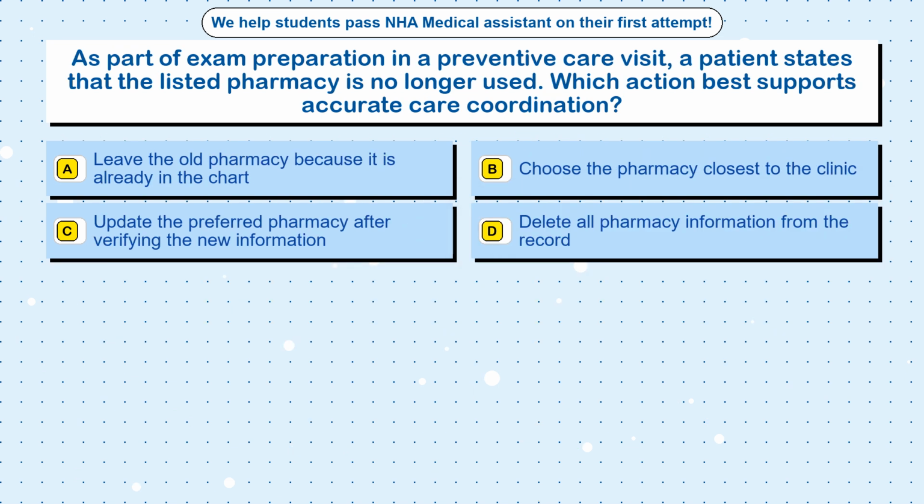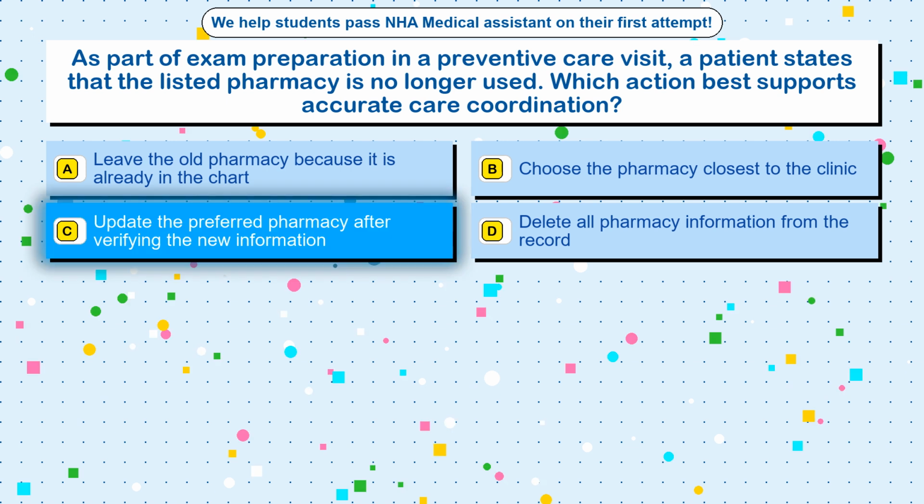Question 76. As part of exam preparation in a preventive care visit, a patient states that the listed pharmacy is no longer used. Which action best supports accurate care coordination? Option A, leave the old pharmacy because it is already in the chart. Option B, choose the pharmacy closest to the clinic. Option C, update the preferred pharmacy after verifying the new information. Option D, delete all pharmacy information from the record. The correct answer is option C, update the preferred pharmacy after verifying the new information.